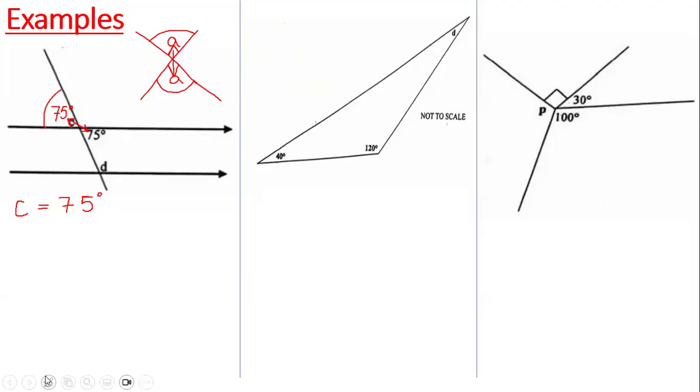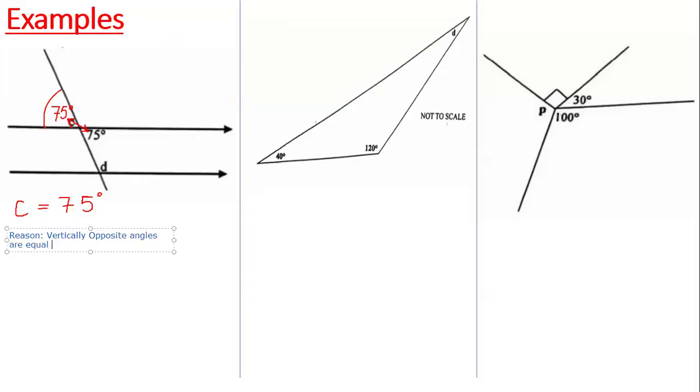So the reason here is that vertically opposite angles are equal. Let's put that reason. In the exam, should you put the reason? No, sir, not unless they ask for it. They typically don't ask for it. So once you know the answer, just put it. They don't really ask you for the reason. All right, cool. So that's that.